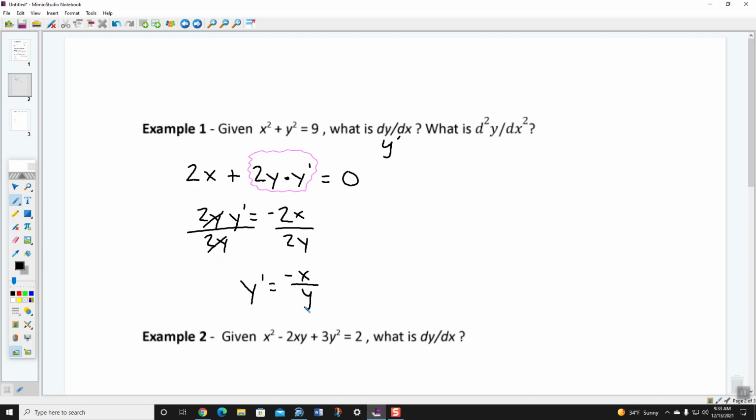Differentiate like you normally have. Anytime you differentiate with respect to y, put what behind it? Y prime. Once you've done all of that, what are you trying to get all alone? Y prime. That's all we're doing today, pretty much.